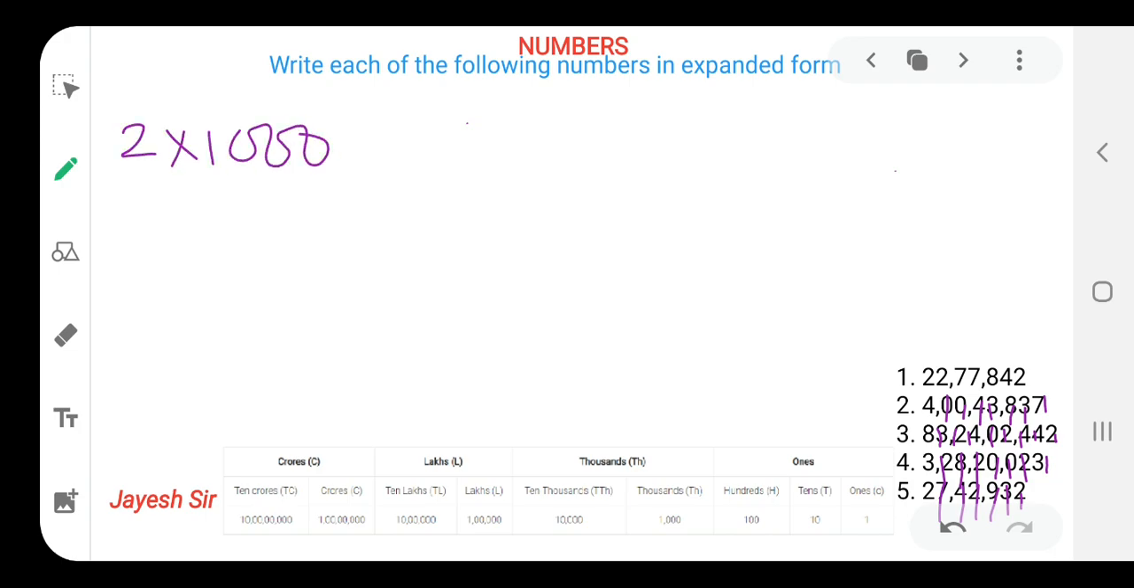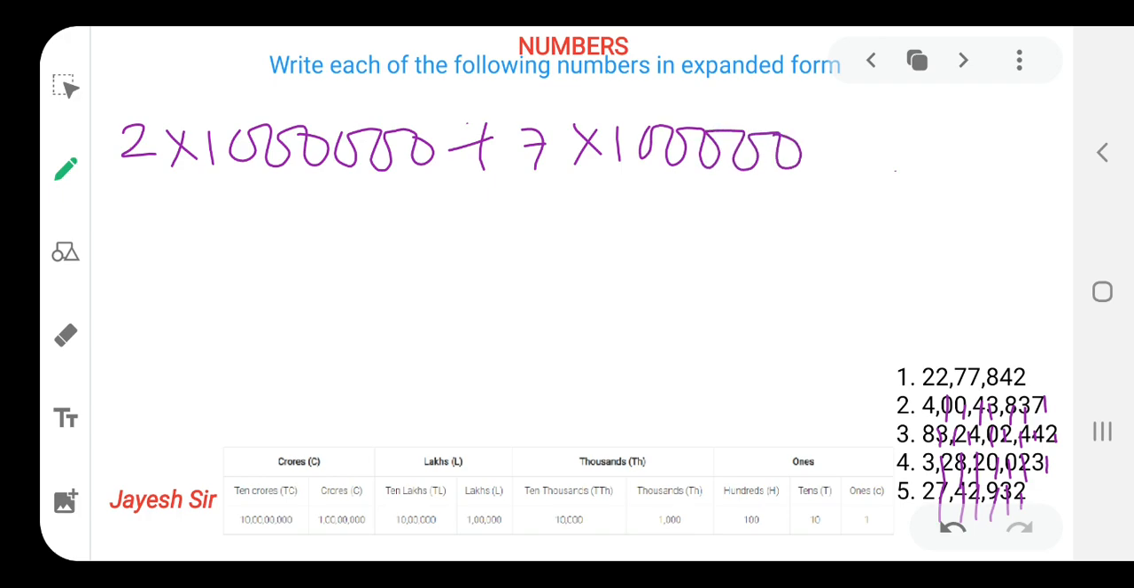We should multiply it with 6 zeros. I have written 4, 5 and 6 zeros, plus 7 into 5 zeros. 1, 2, 3, 4 and 5 zeros. Now what we can do, 4 should be multiplied with 4 zeros. 4 zeros I have written.